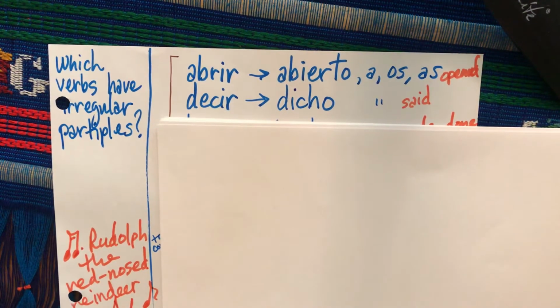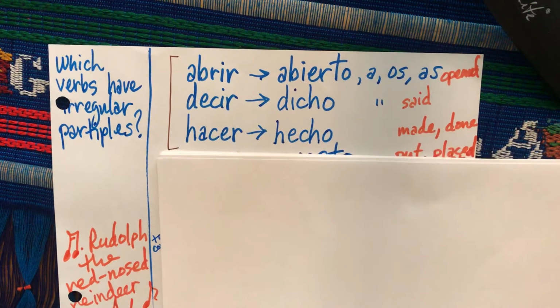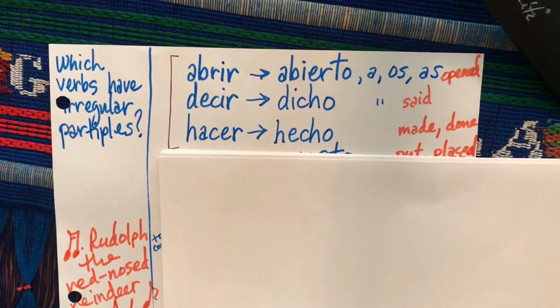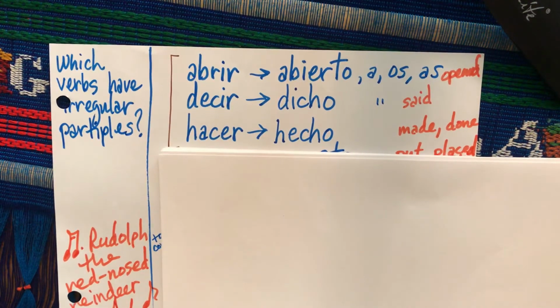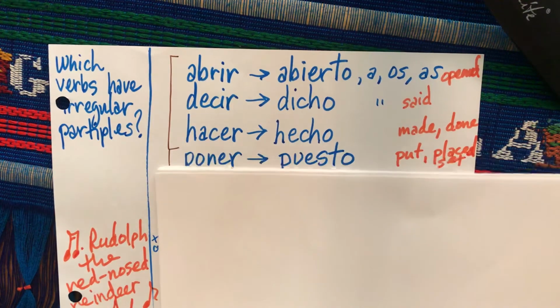Decir becomes dicho in its irregular participle. I could say he dicho, I have said, but I could also say una expresión dicha, a said expression. Hecho is the participle for hacer. If we follow the rules in question number 2, you might think it's hacido, but it's irregular. Hecho. Like hecho en Mexico, made in Mexico. La tarea hecha, the done homework, the completed homework.